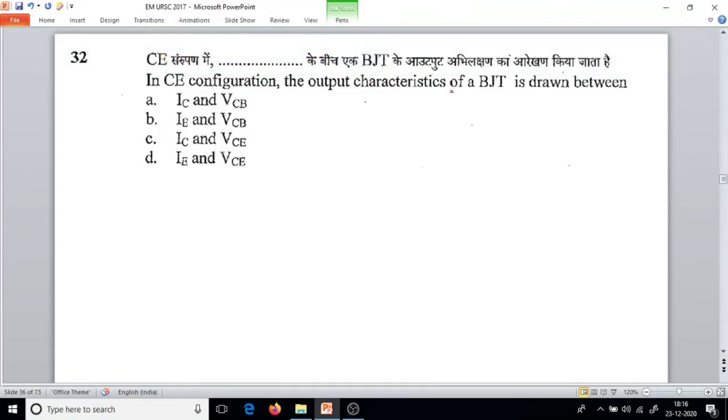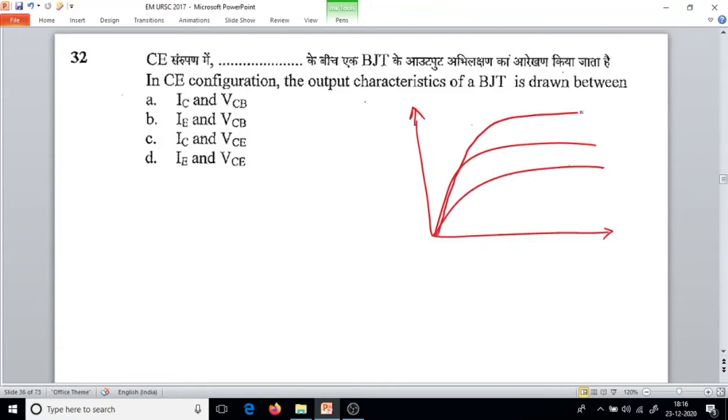In CE configuration, the output characteristics of a BJT is drawn between, see, this is the CE configuration. We will draw the output characteristics like this. This is IC and this is VCE. IB equal to constant here. We will choose some values and fix it, that is IB equal to 10 microamps, something like that. So in CE configuration, the output characteristics of a BJT is drawn between IC and VCE. Option C.